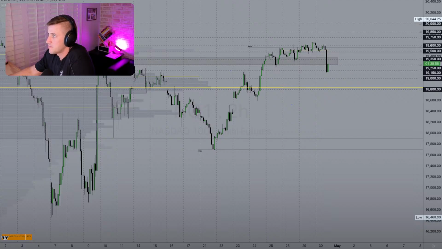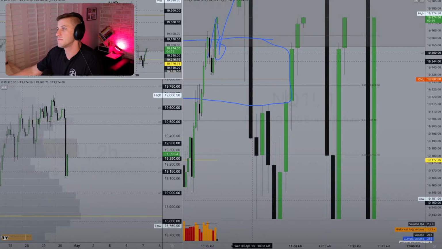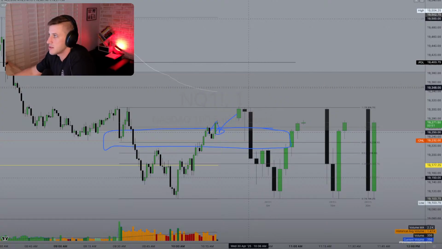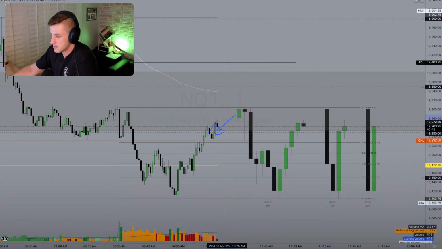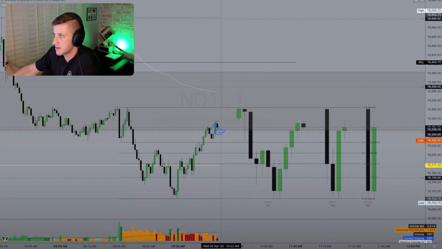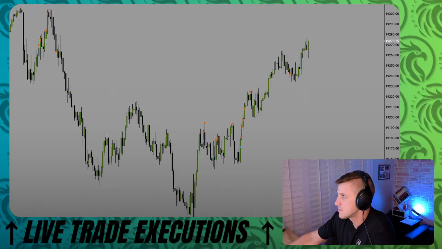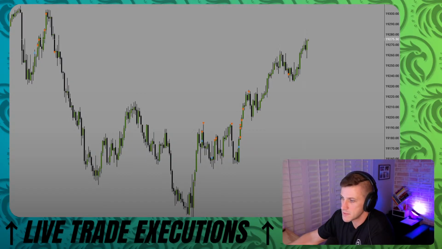Nice push here. Nice push. So overnight low holds. Probably would have been a better trail, but I expected a bigger showing from sellers. So I like to keep it nice and tight there.